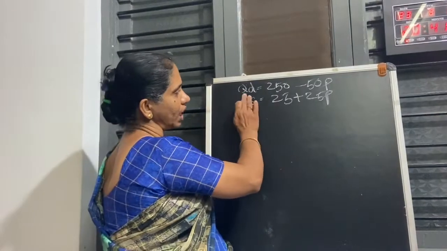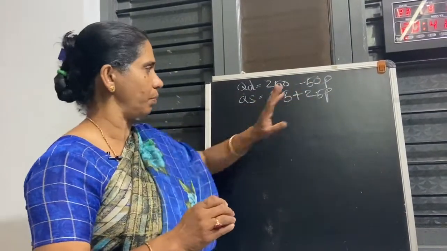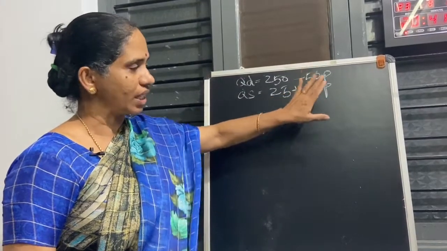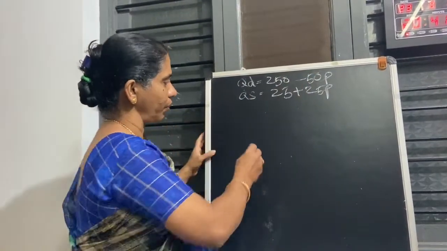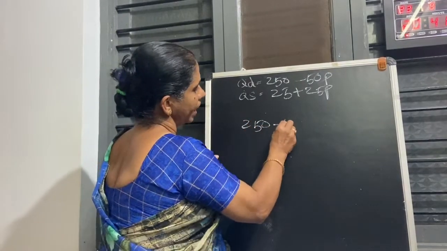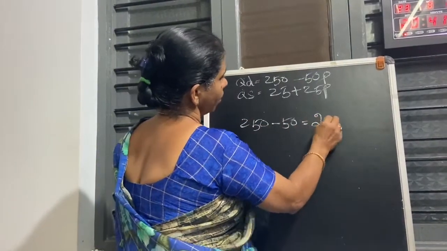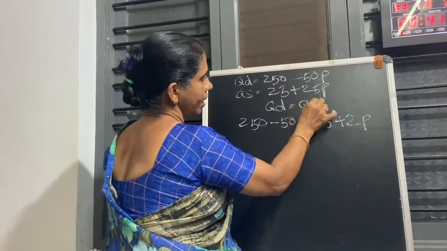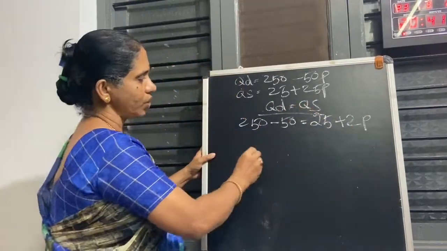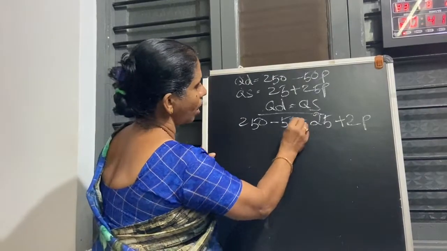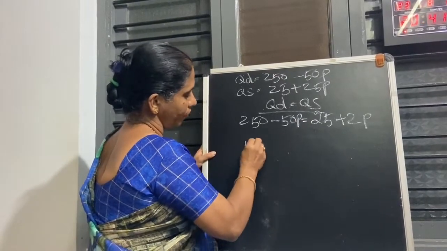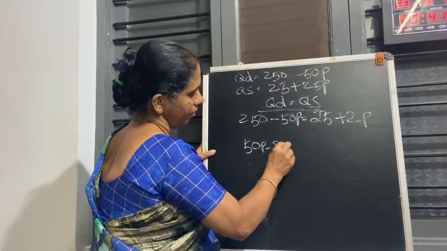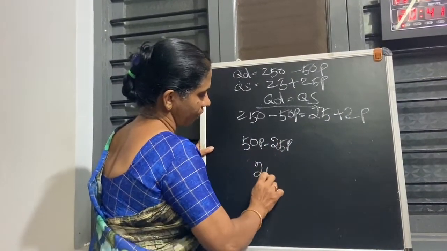So first, here they have given quantity demanded as 250 minus 50p, and quantity supplied as 25 plus 25p. First we should find p. How to find p? See, 250 minus 50p equals 25 plus 25p, that is, quantity demanded equals quantity supplied. First we will bring all the price terms to this side.